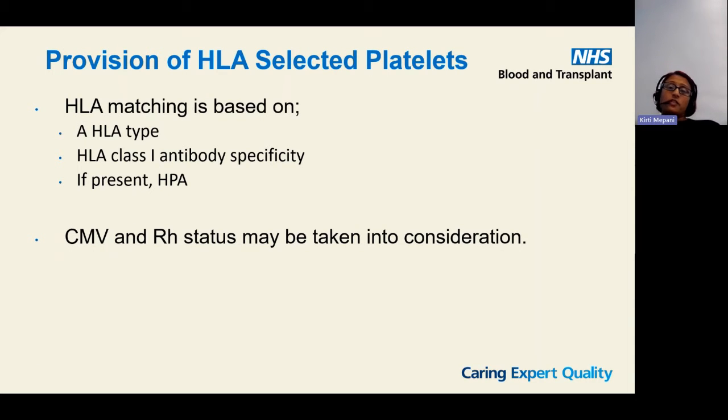So provision of HLA selected platelets will then be based on a HLA type of the patient, which we should have. And if we don't, we will have HLA antibody specificities there. So we can provide platelets based on HLA antibody results alone until the HLA typing is available. If HPA testing has been performed and we have found a HPA antibody, then we will also need to consider that as well. And actually, HPA will take priority over HLA at that point. Other factors that we may have to consider also is CMV and RH status as well.